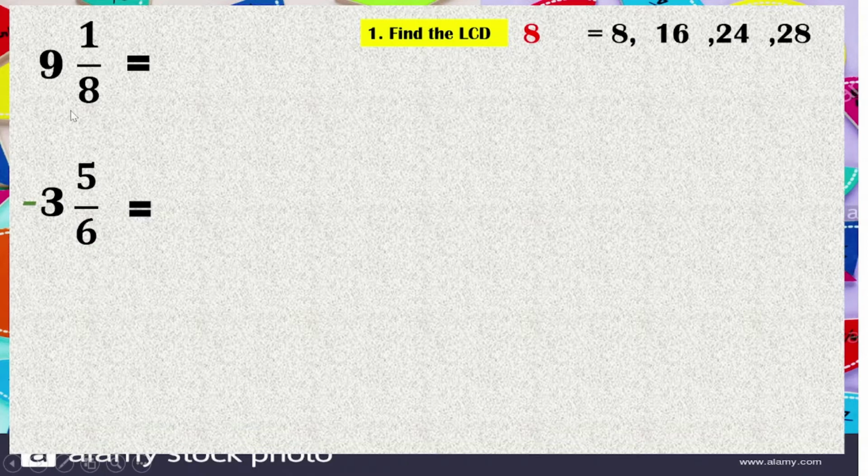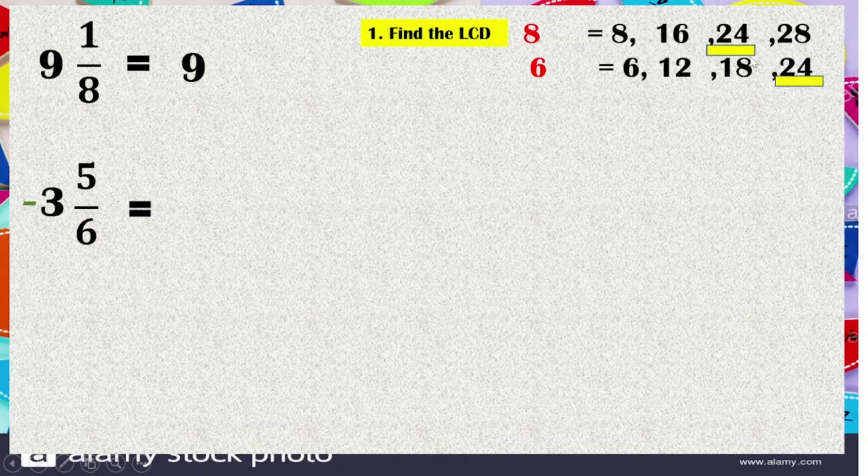Yung 8. So, yung 8, kunin natin yung multiple. So, 8, 16, 24, 28. Next, 6 naman. 6, 12, 18, 24. So, ano yung least common denominator na meron si 8 and 6? So, we have 24. So, we are going to use 24 as a new denominator of these two mixed number.